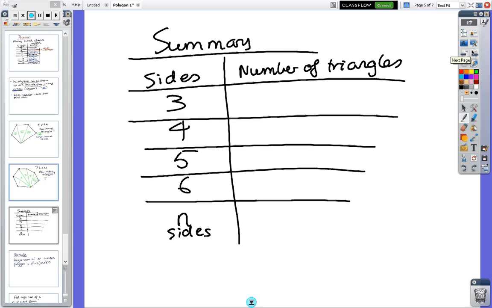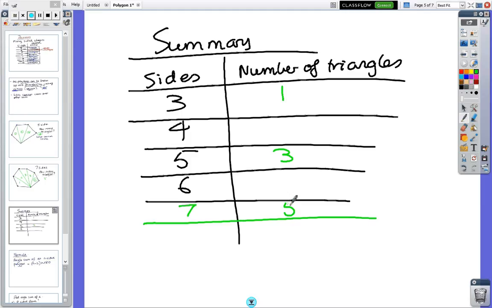Okay, so let's have a look at how many triangles you'd make. The triangle is 1 triangle, and the one we did here was 3. And we had 7 sides, had 5 triangles, and the general case will be an n-sided figure, so for any number of sides. So let's see if we can work this out.